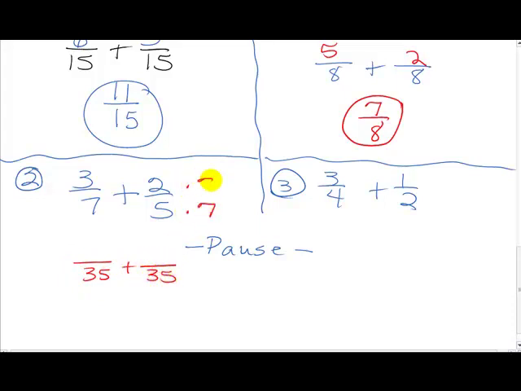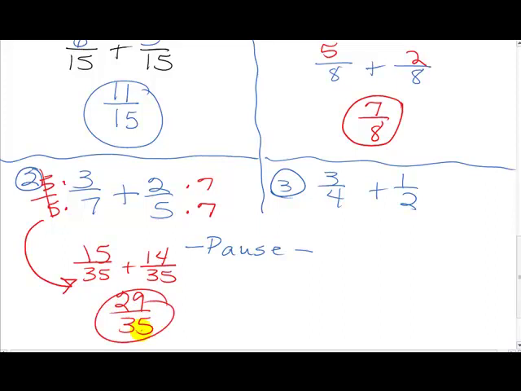Five times 7, 2 times 7. 7 times 5, that's how I get that 35. 3 times 5, so that equals 1. Not changing the value, just changing the look. Then I can add, and again, I would have a reduced number. Here, use that as your denominator.